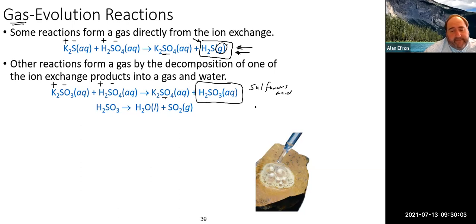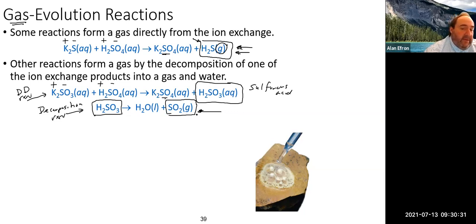sulfurous acid, right? But the process that occurs next, and it's oftentimes very, very quick, is that after this double displacement reaction, the sulfurous acid will go through another reaction, known as a decomposition reaction, and basically break apart into water and SO2 gas. So this is why it's called an indirect method: it's one reaction immediately followed by another type of reaction to generate the gas.